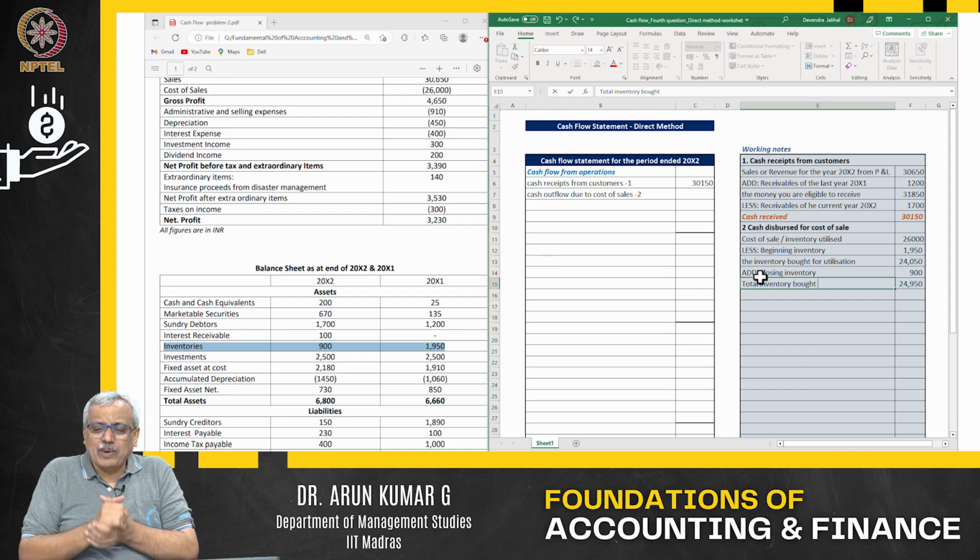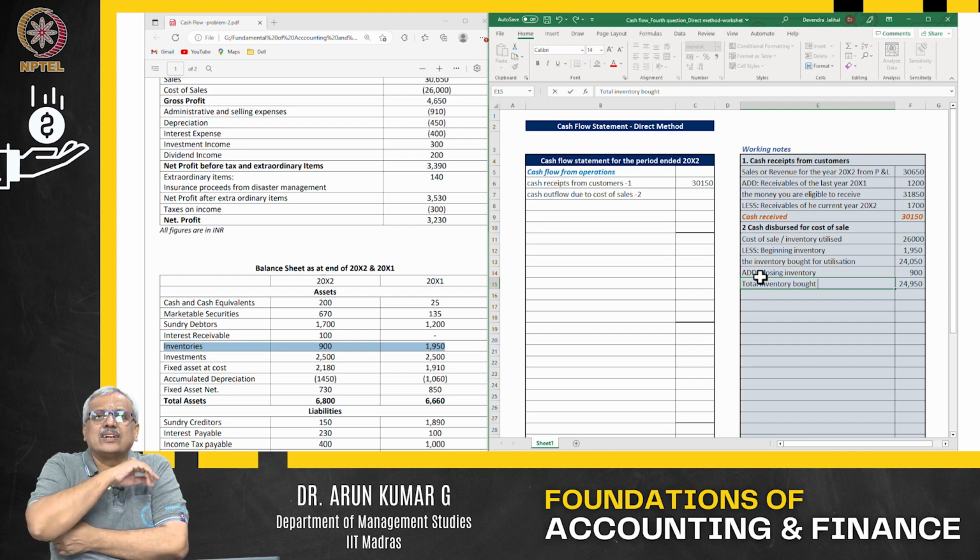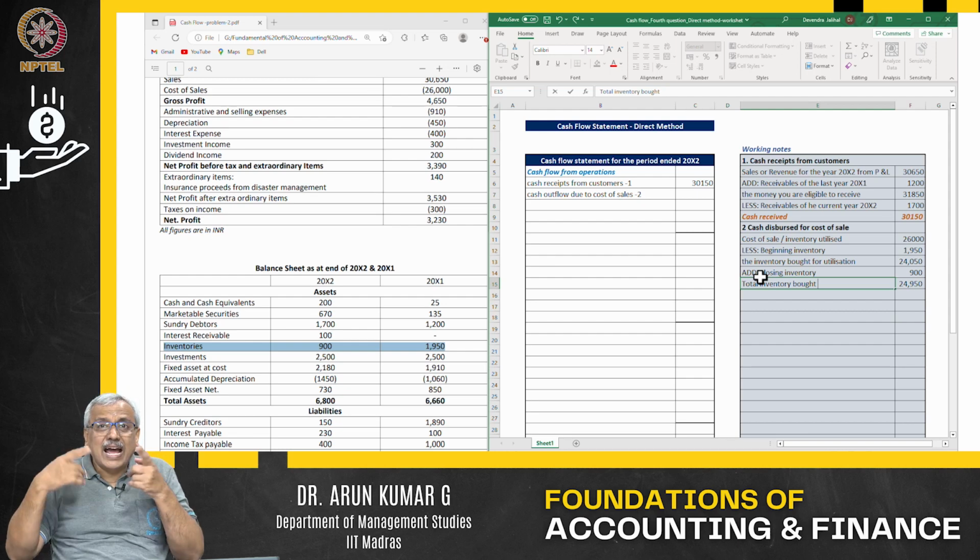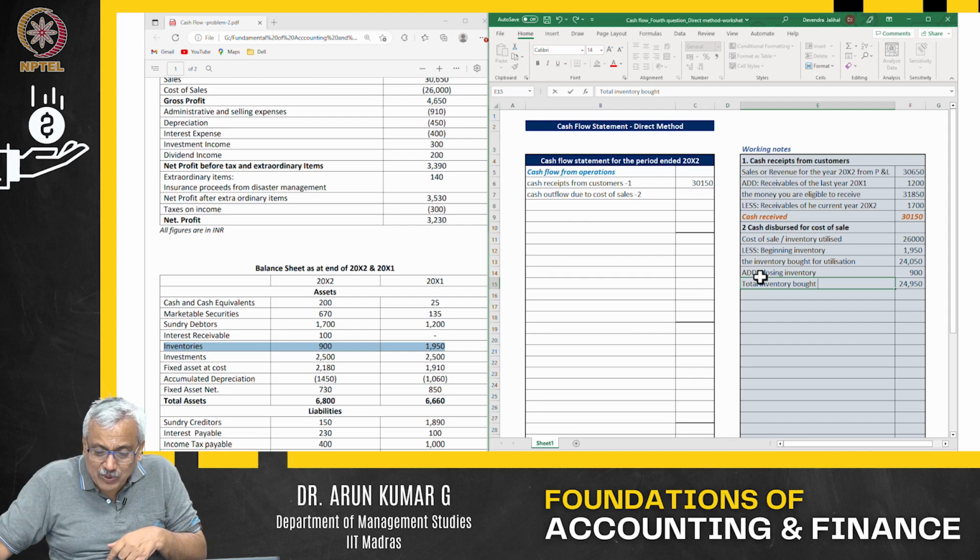So, ideally how much do I have to pay? I have to pay 24,950. But have I paid that? I do not know. Let me look at the creditors.